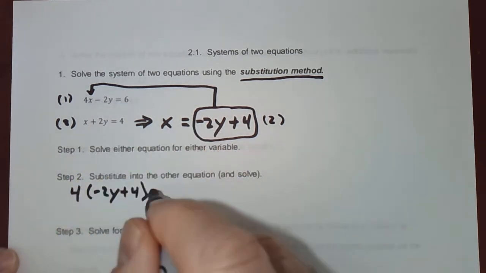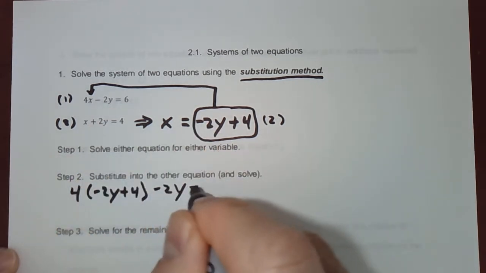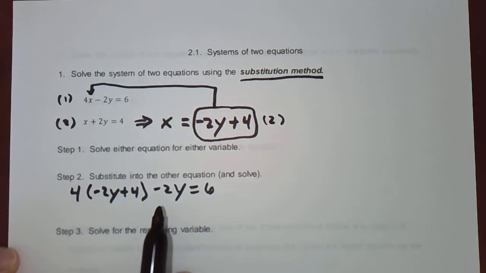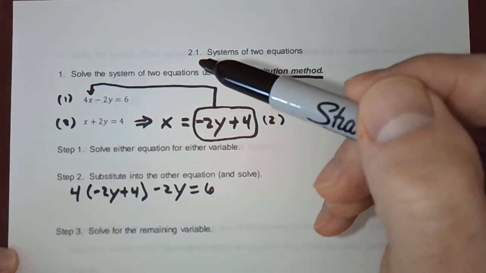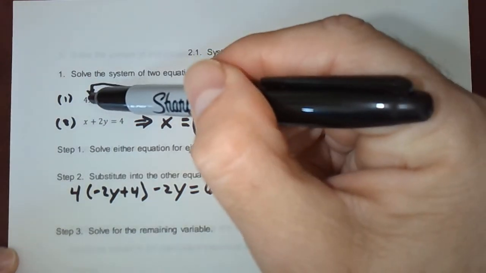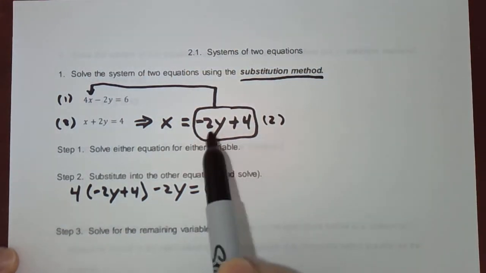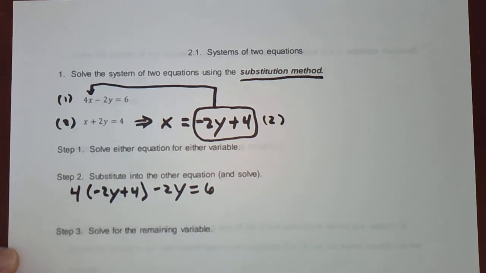Minus 2y equals 6. So again, you can think of this as equation number 1 with a minor substitution we made. We replaced x with a different expression that we determined using equation number 2. And you'll notice that this equation does not have the x in it anymore. Its only variable is y. So we can solve for y.